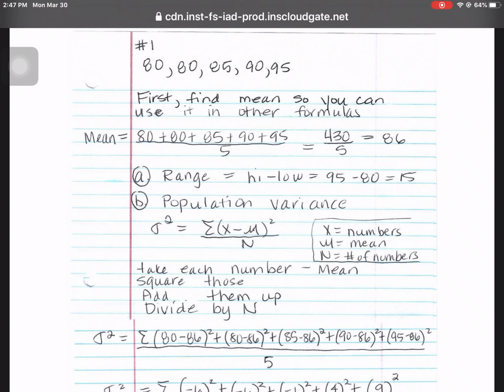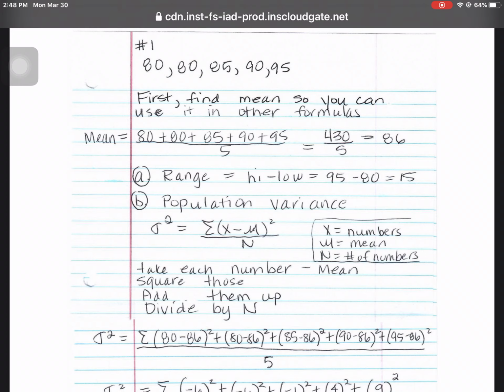Sigma squared, the lowercase sigma that kind of looks like an R, is that formula. So leave the sigma for now. What it means to do is to add up. You take each number and subtract the mean. What's the first number? 80, minus the mean we found at the top, which is 86. Plus, what's the next number? 80. So do another 80 minus 86. The third number is 85. So take 85 and subtract 86. We're subtracting 86 every time because that's the mean.